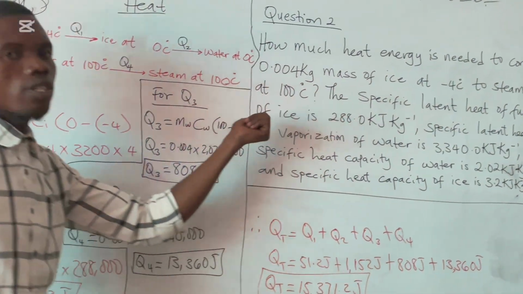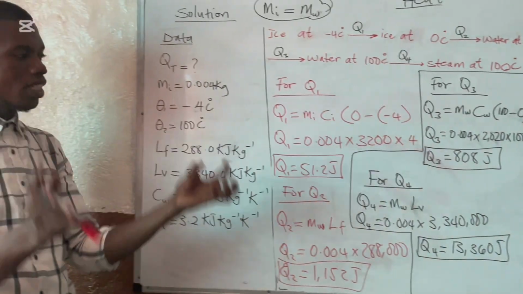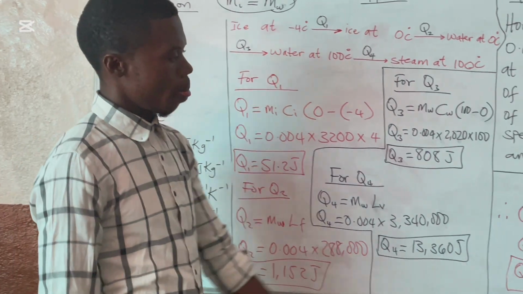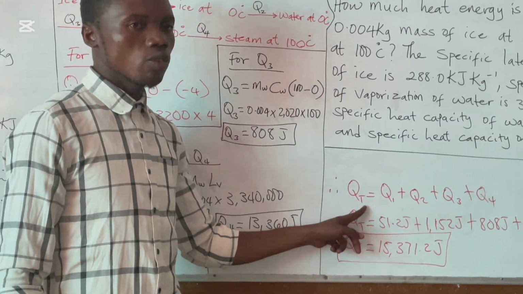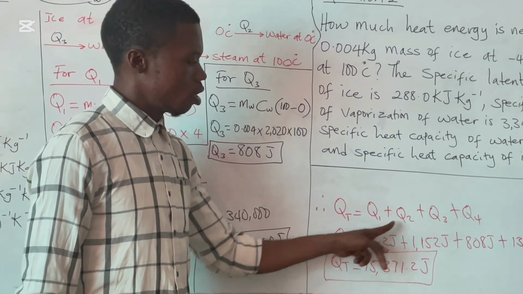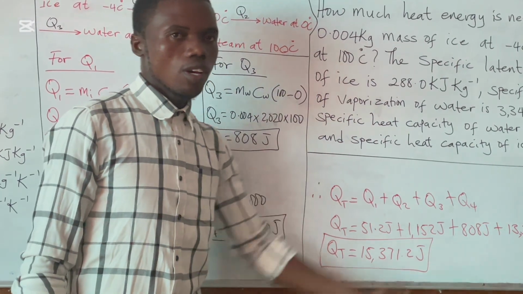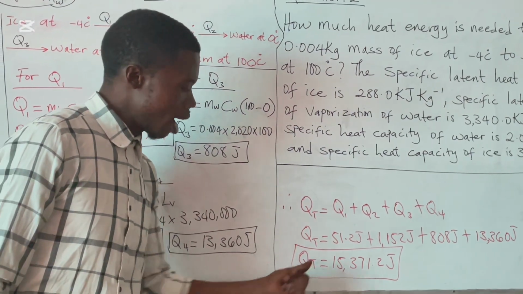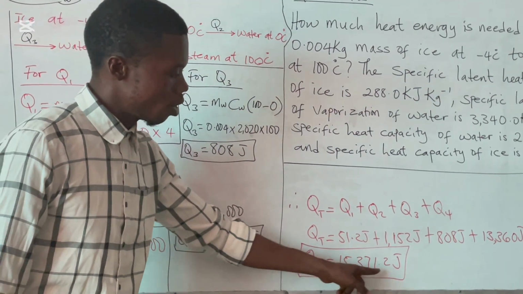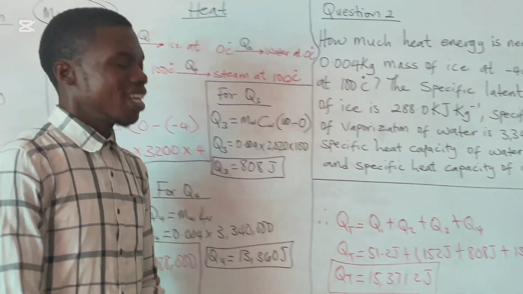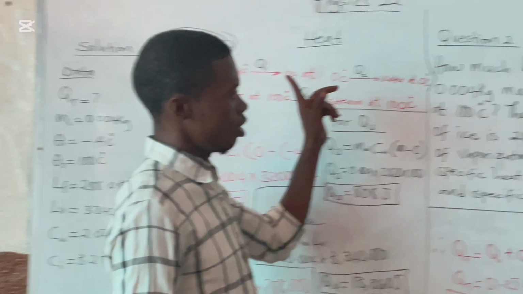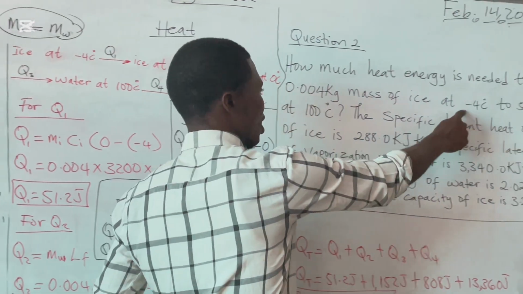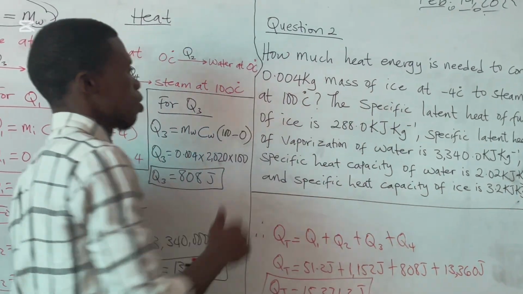Now the question says the amount of heat that is needed to take this ice from -4 degrees Celsius to 100 degrees Celsius. So we're going to add all of these values, Q1, Q2, and up to Q4. Therefore, the total heat will be equal to the first heat plus the second heat, the third heat, and the fourth heat values that we got. We add all of them, the final answer is 15,371.2 joules, the heat quantity needed to convert 0.004 kg mass of ice at -4 degrees Celsius to 100 degrees Celsius.